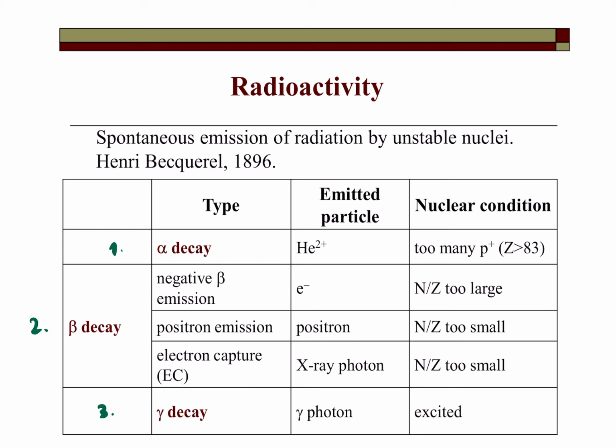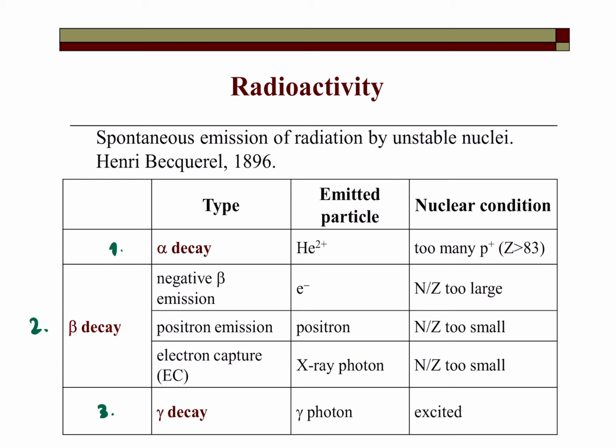What is alpha? Alpha decay is the emission of particles, helium 2+. It's very easy. When we have a high proton number, more than 83, or atomic number bigger than 83, in this case we can produce alpha. What happens in alpha particle production? It produces one helium nucleus, okay? For example, I write one example.